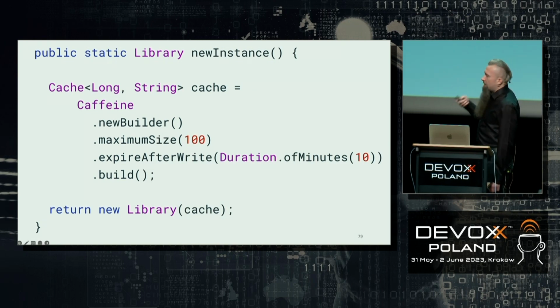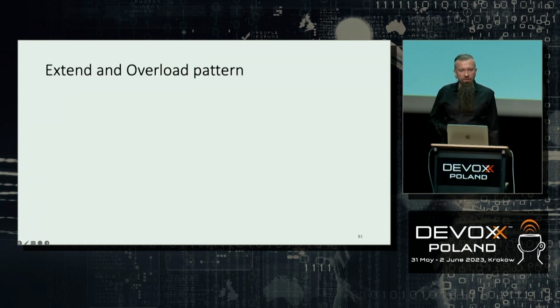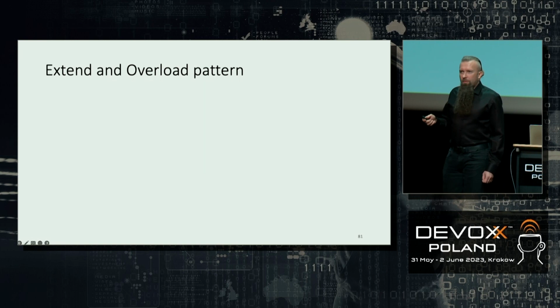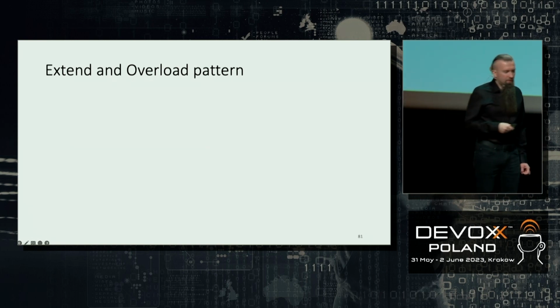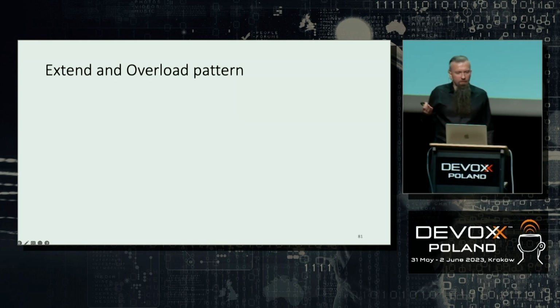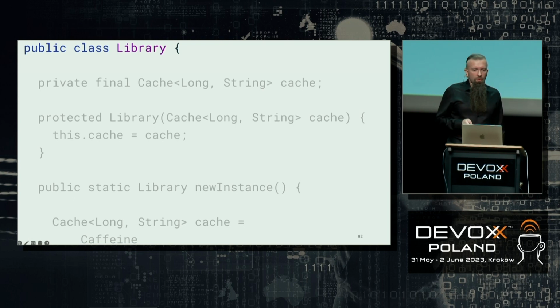When we are building the real-life cache used by this library, and have some method which uses this cache, how can we test it easily? One of the very powerful and one of the most commonly used patterns from my work is the extend and overload pattern. So how does it work?